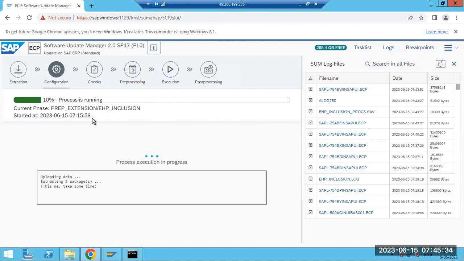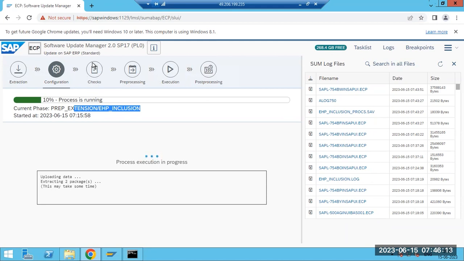While we keep processing this EHP inclusion step, once it is completed, it will go to the next step, the checks phase, and ask you to click the next button to proceed. Then we will finish the checks phase today. Tomorrow we can continue with pre-processing and execution, or whenever you see the screen asking for the next button, you can click on it, take a screenshot and inform the group that you clicked the next button. Tomorrow we will explain what exactly happens in each and every phase.